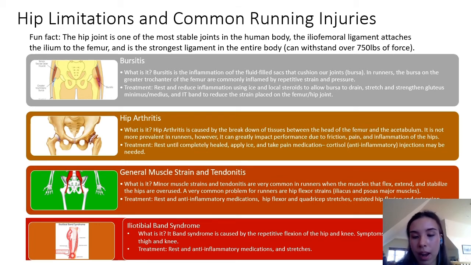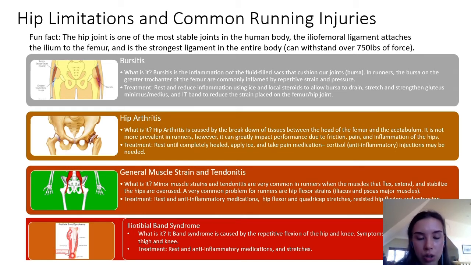So there's hip arthritis, and actually the occurrence of hip arthritis in runners and non-runners is the same. So there's a big myth that if you run, you're going to have arthritis in your hips, which is not true at all. However, if you are a runner and you do have arthritis in your hips, chances are you're going to notice it a lot more than the average person because you're going to have a lot of friction between your pelvis and your femur joint, and that's going to cause a lot of pain when you're running.